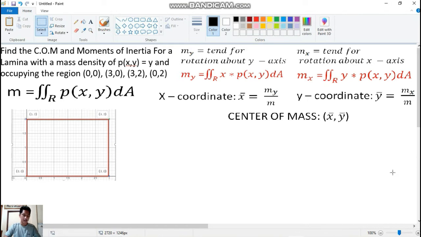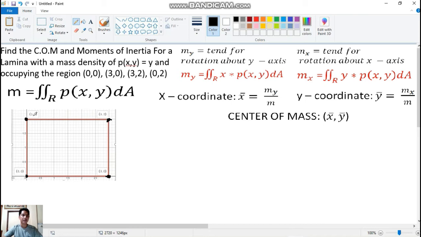So let's have an example. Find the center of mass and moments of inertia for a lamina with a mass density of P of x y equal to y, occupying the region with points 0, 0; 3, 0; 3, 2; and 0, 2. The first step is to plot the different points so you know the values of x and y. So we have 0, 0; next is 3, 0; and 3, 2; and 0, 2.